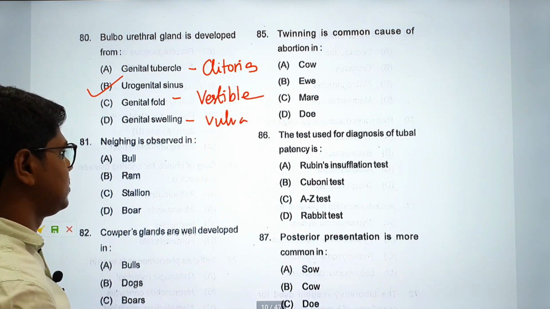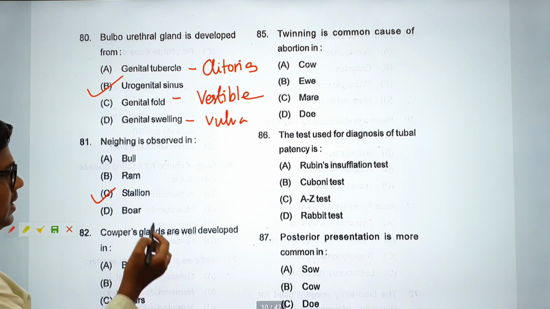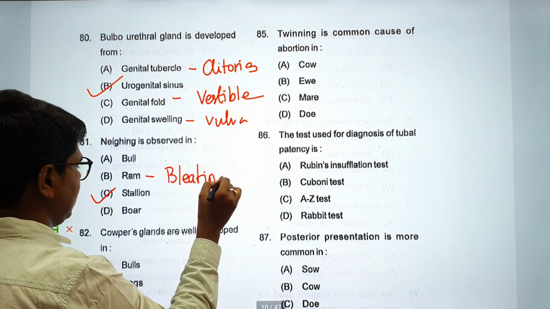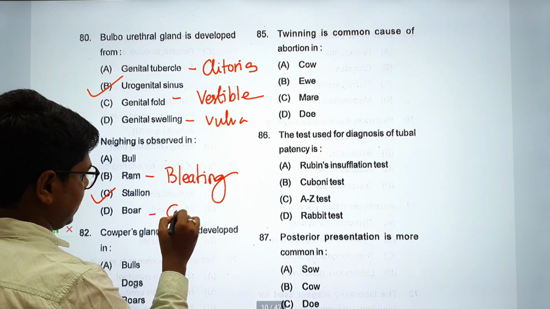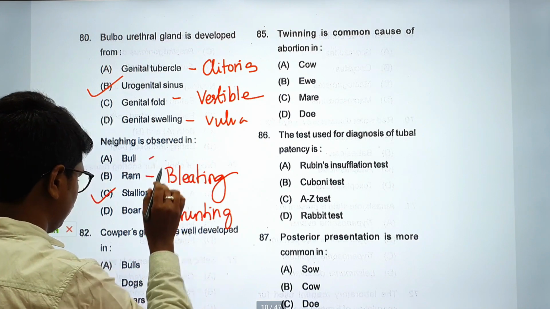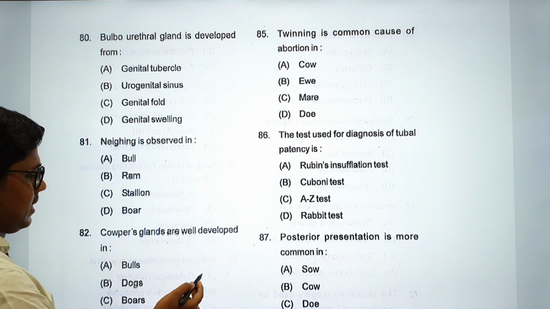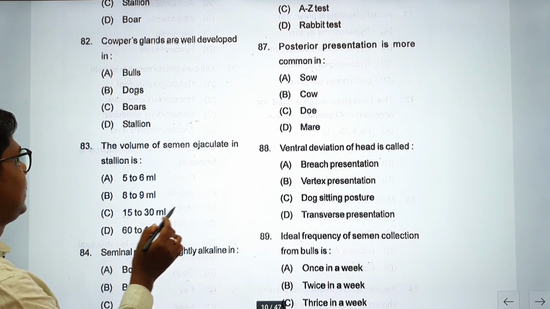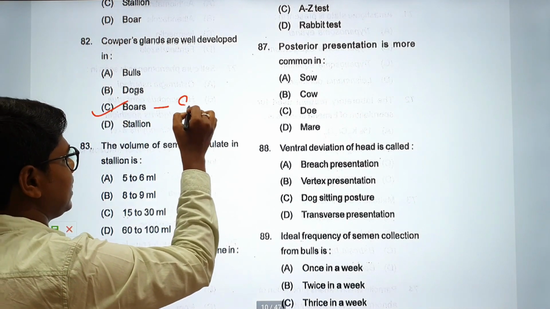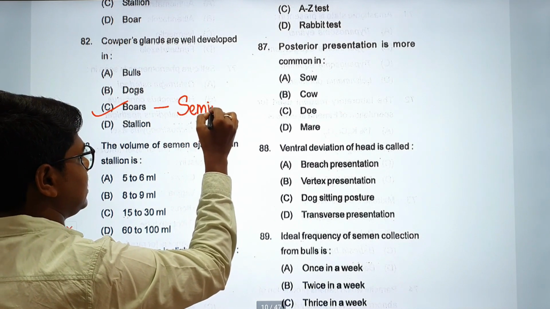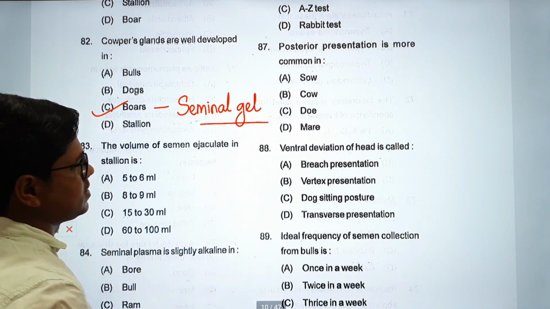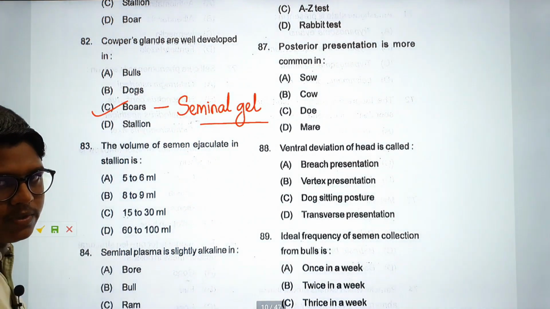Neighing is observed in stallion. This is vocalization. In ram you will find bleating. In boar it is grunting, and you won't find any kind of vocalization in case of bulls. Next, Cowper's gland are well developed in boars. Okay, they contribute to seminal gel. Seminal gel is produced in pigs, and one of the major constituents is from the Cowper's gland.